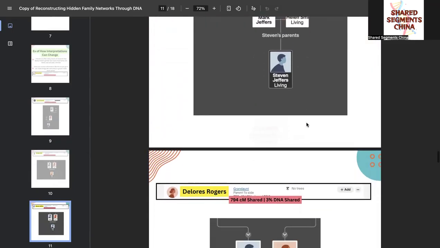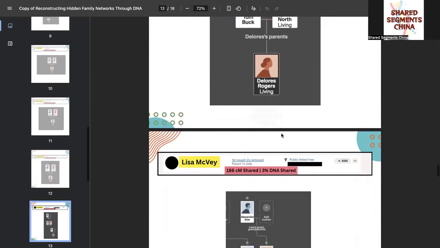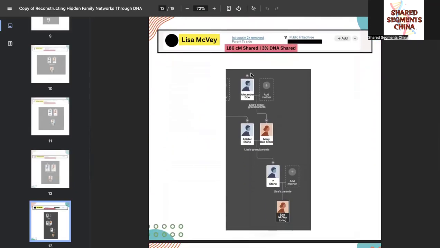a picture. Okay, so Dolores Rogers, again, she does not match Bailey. So I got a new set of last names in here. So we have Buck and we have North. For Lisa McVeigh, we had to go up a little bit more. So Lisa did not have their dad named, but they had their grandpa named. And again, since this was a paternal grandfather, we could use context clues to guess that Lisa's father, at least his last name, had to be Stone, even if we don't know the first name.